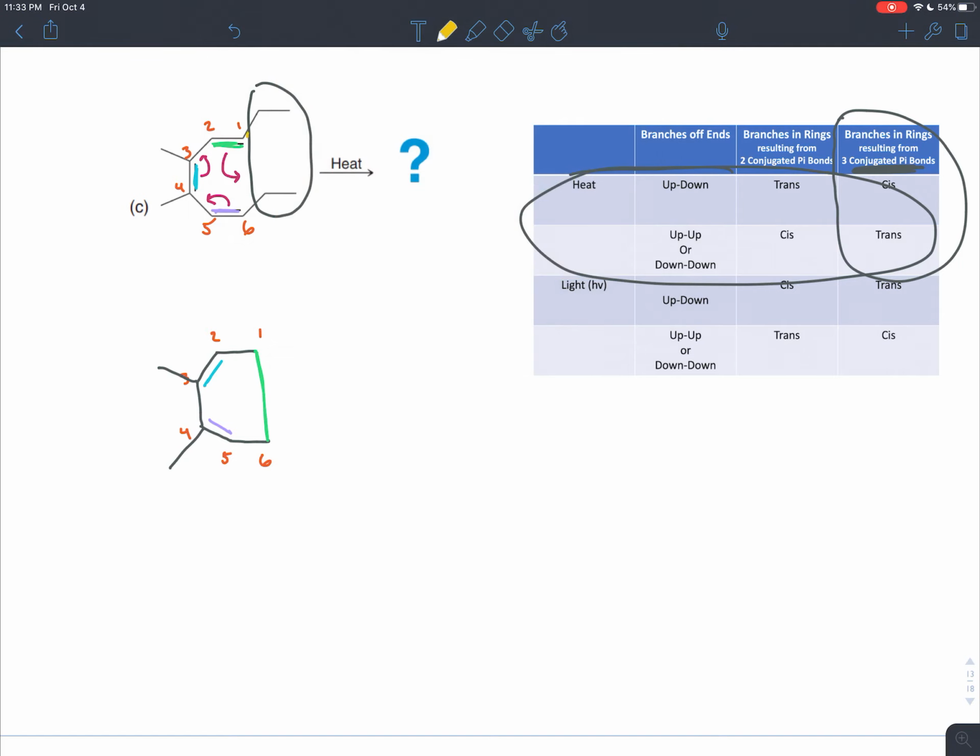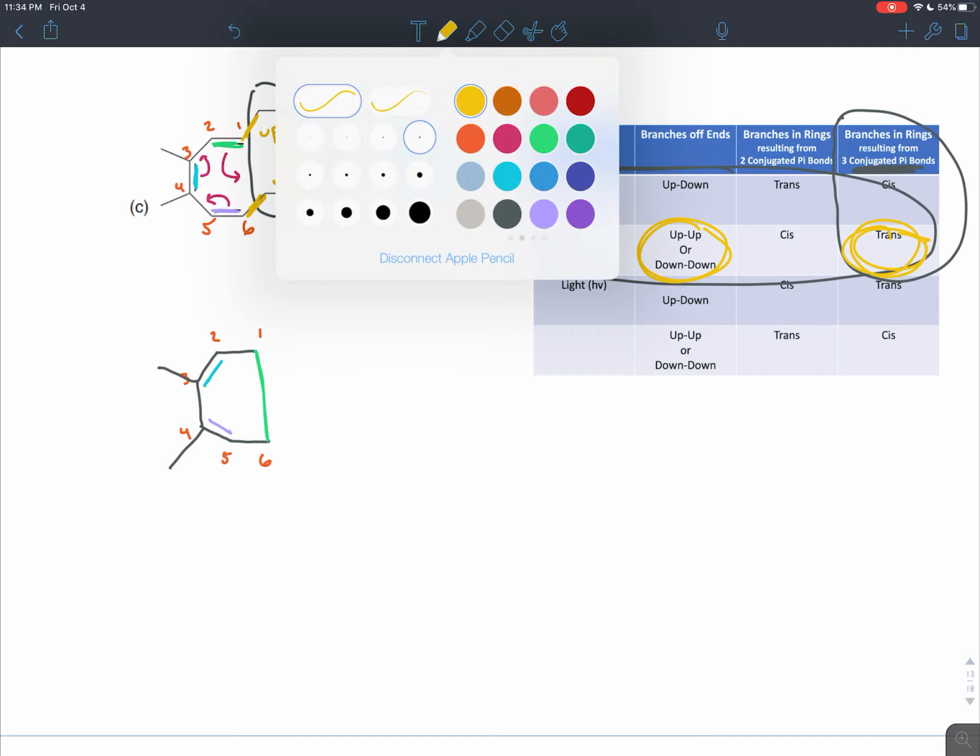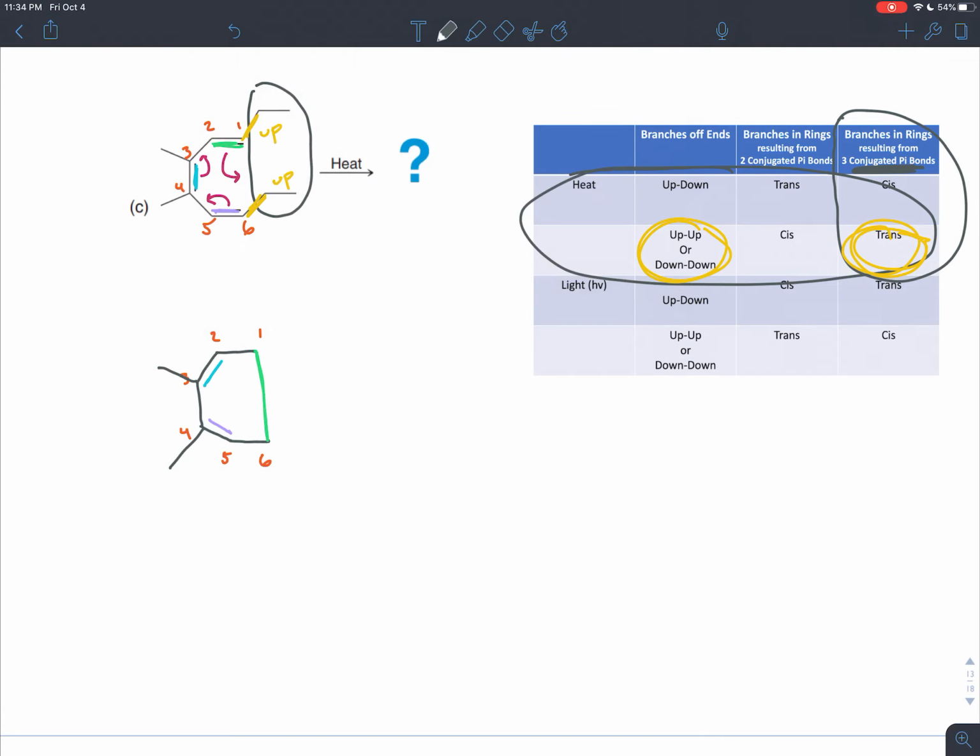And the branches are both going up. If you look at this top one, you can see that branch is going up, and the bottom one, the ethyl branch, is going up off of the ends of that conjugated system. So if they're both going up, that means they should be trans in your product. So we'll have one ethyl group coming out of us, and the other ethyl group going away from us.